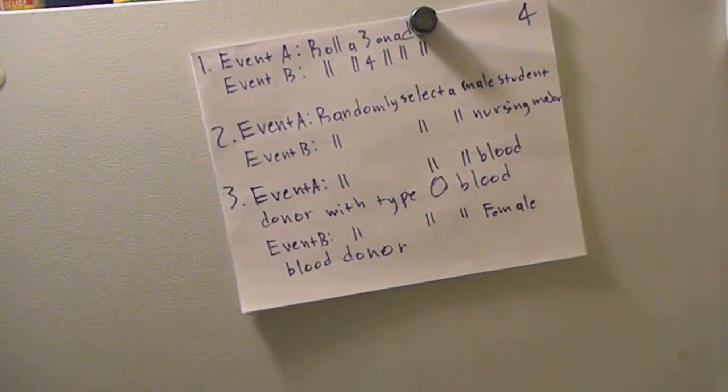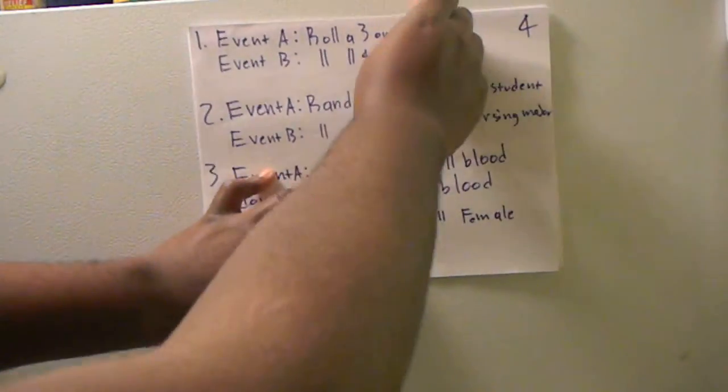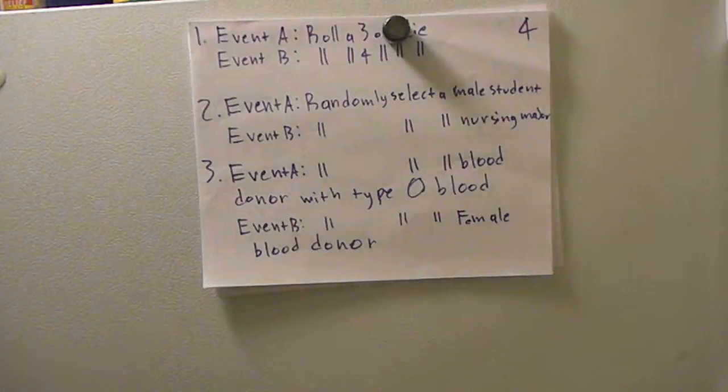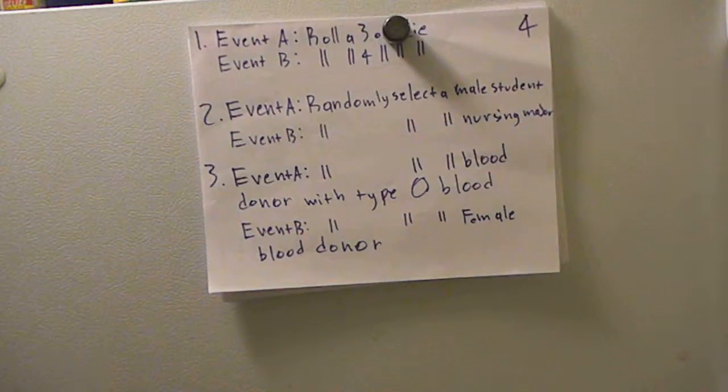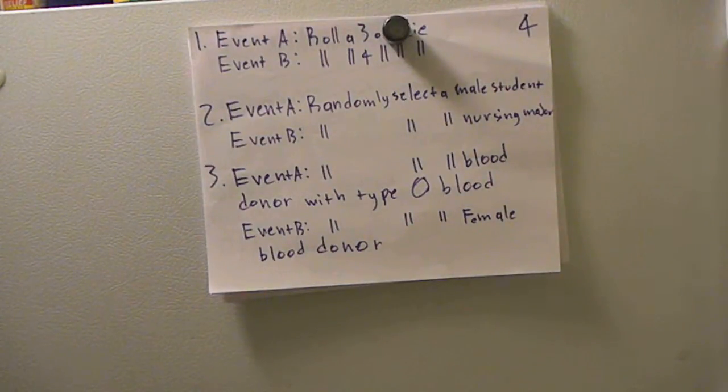Now to put this into perspective. For our first problem, there are two events. Event A and event B. In event A, you will roll a 3 on a die. In event B, you would roll a 4 on a die. The events are mutually exclusive or disjoint because they can't occur at the same time. Using a fair die, you can't roll a 3 and a 4 at the same time. The probability of that would be impossible.